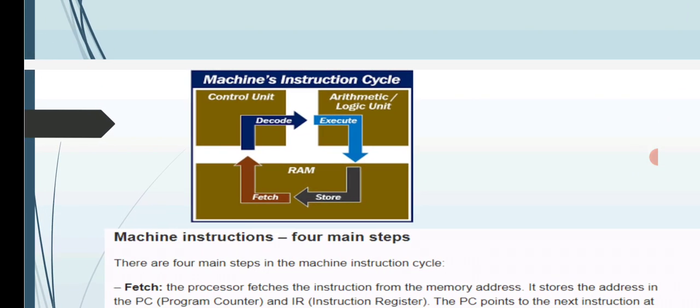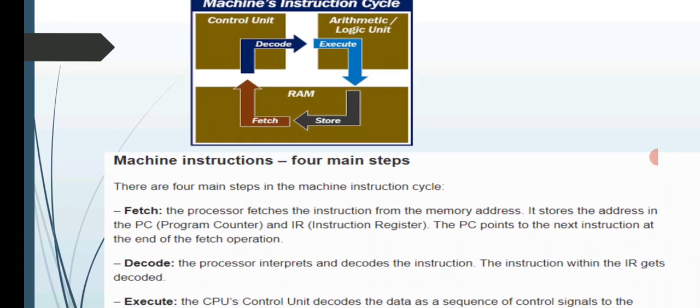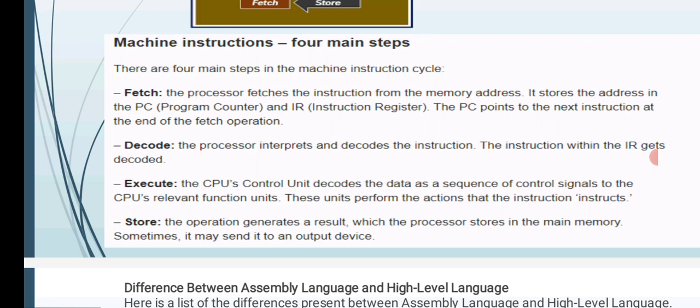So this is the architecture diagram for the machine instruction cycle, that is, control unit, arithmetic and logic unit, decode, execute, fetch and store the data. Fetch means the processor fetches the instruction from the memory address. You store the address in the program counter and instruction register. The program counter points to the next instruction at the end of the fetch operation.